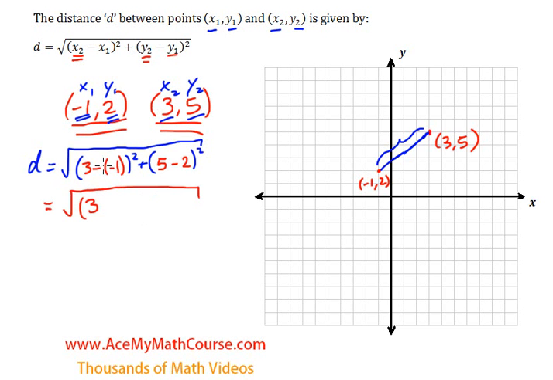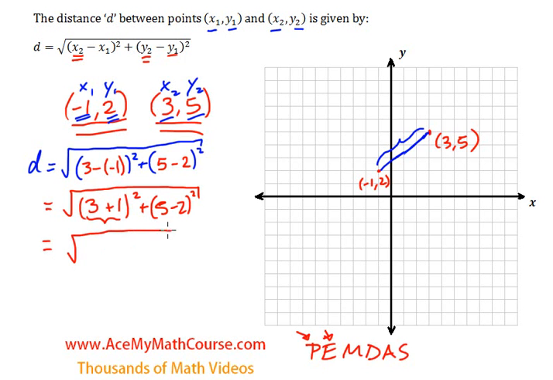Okay, now we're subtracting a negative number. So that means that we're adding it. So we have 3 plus 1. Still squared, of course. And the 5 minus 2 squared. Now remember PEMDAS. This is very, very important. The order of operations. Parentheses come before exponents. So before we can square anything, we need to take care of what's inside the parentheses first. So 3 plus 1 is 4, so we have 4 squared, plus 5 minus 2, so 3 squared.